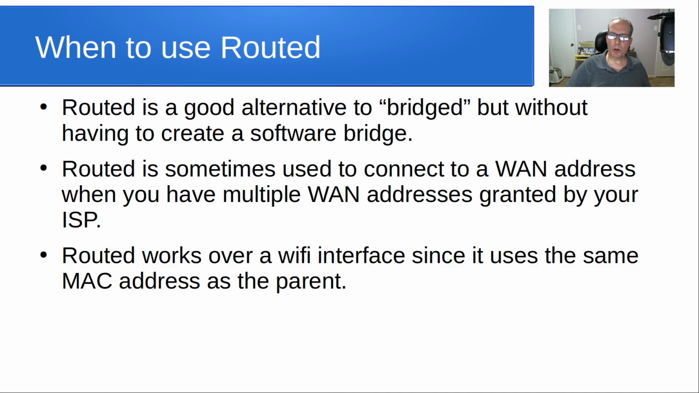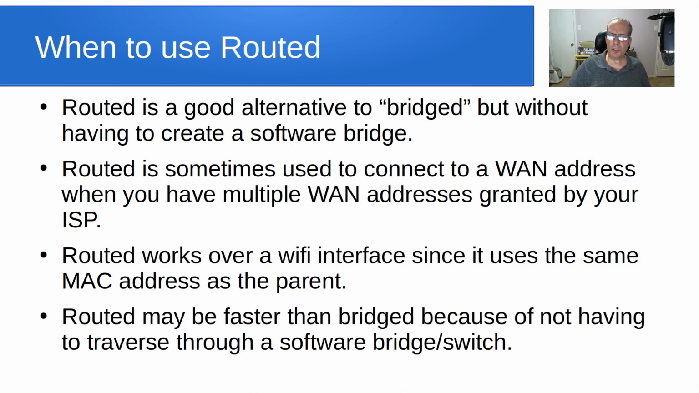So routed works over a Wi-Fi interface since it uses the same MAC address as the parent, and the same thing can be true of Ipvlan, which we covered in the previous video. So routed may be faster than bridged because of not having to traverse through a software bridge or switch, because it itself is actually the real bridge.